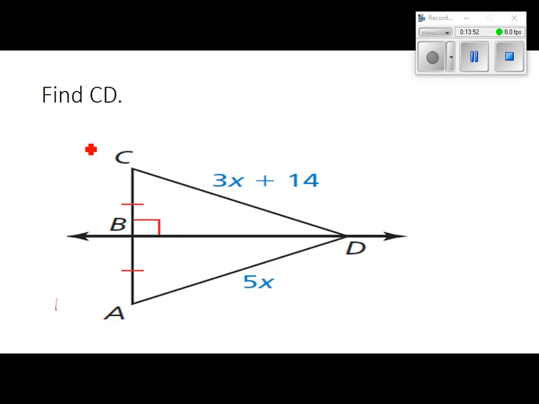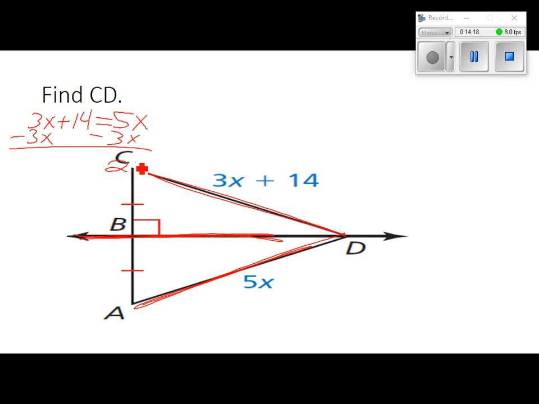What can we do on this one? 3x plus 14 equals 5x. This is a perpendicular bisector. That means this distance has to be the same as that distance, so 3x plus 14 has to equal 5x. How are you going to solve that? Minus 3x gives you 2x over there, equals what on this side? 14, so x is 7.